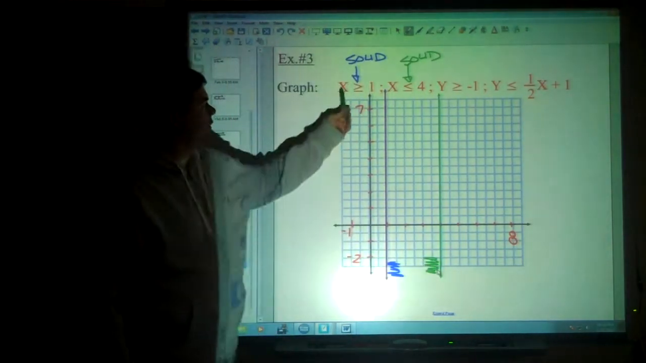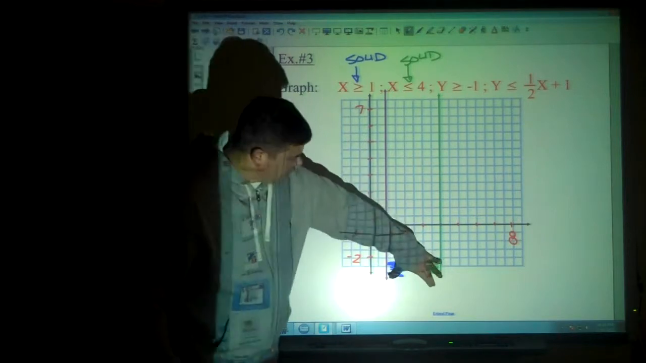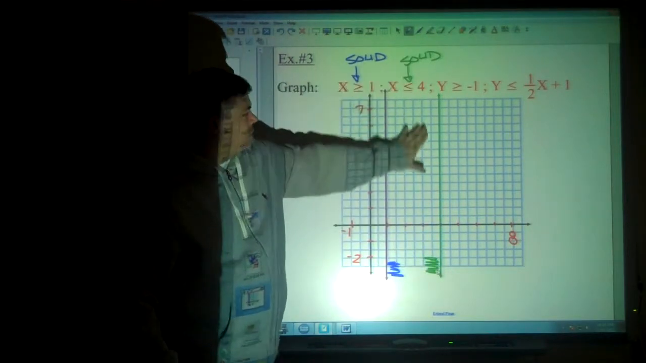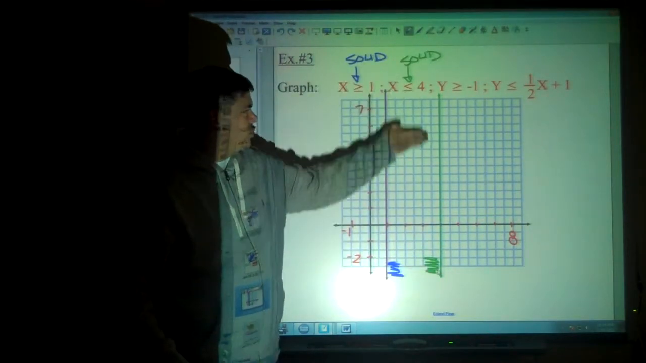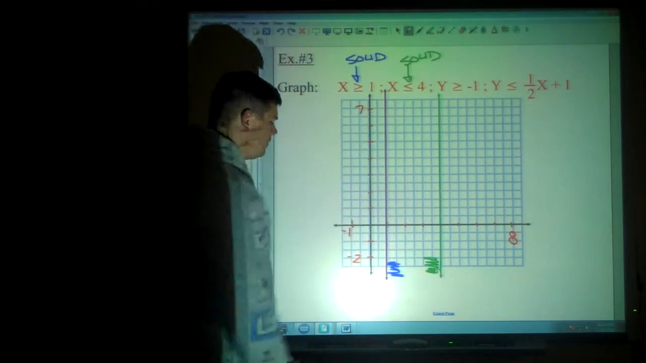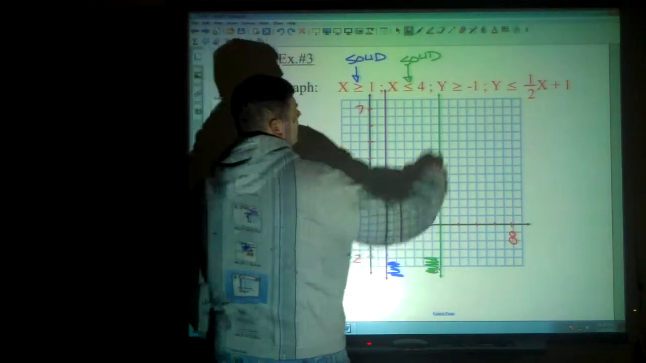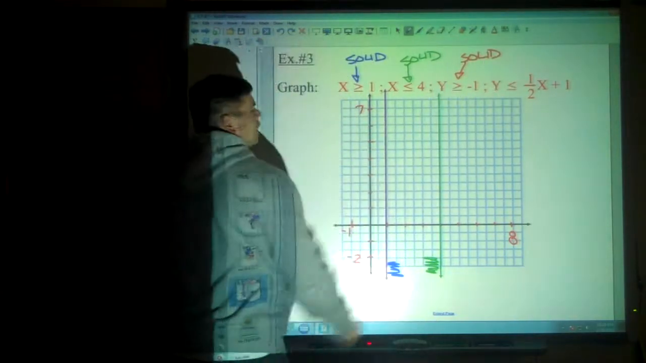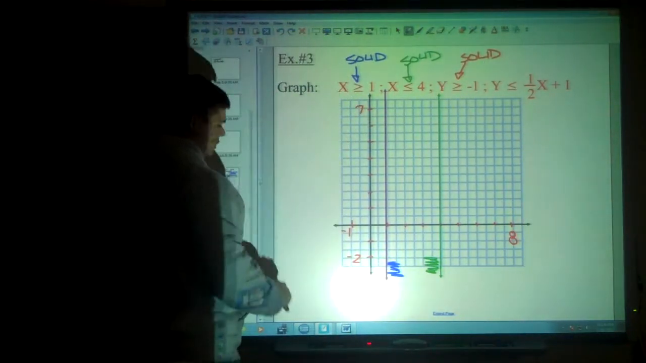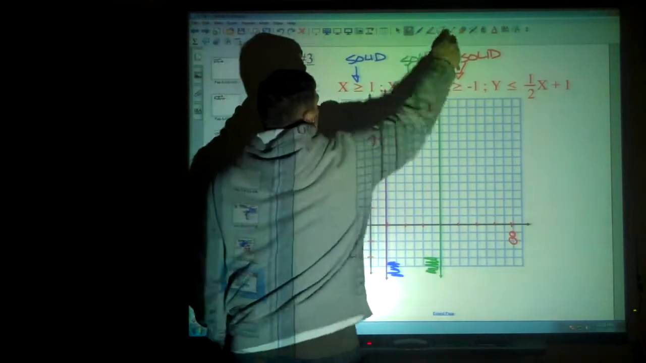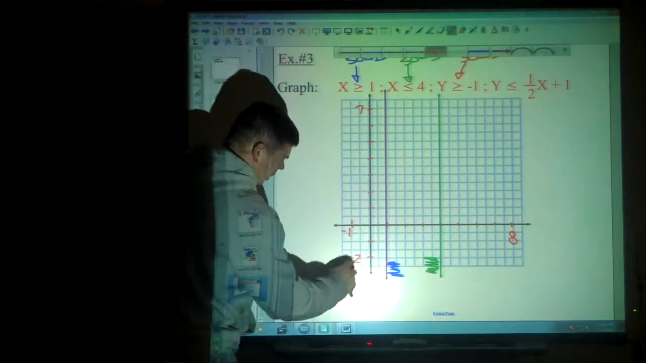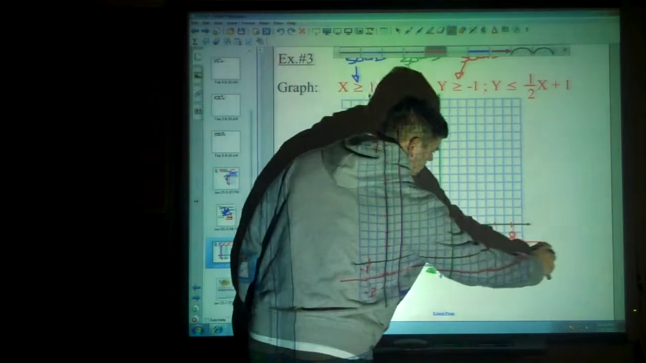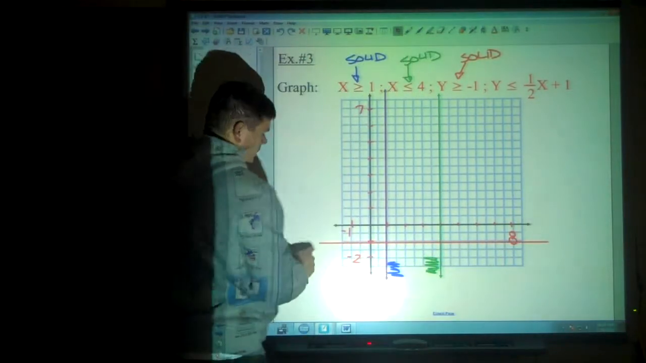Now right now, between the first two that have been graphed, the shaded region in between is the shaded region they both share. But I have 2 more to go. So this one right here, that's a solid. And this time it's a horizontal line because it just has y. So a solid line at negative 1, which is going to be right there.